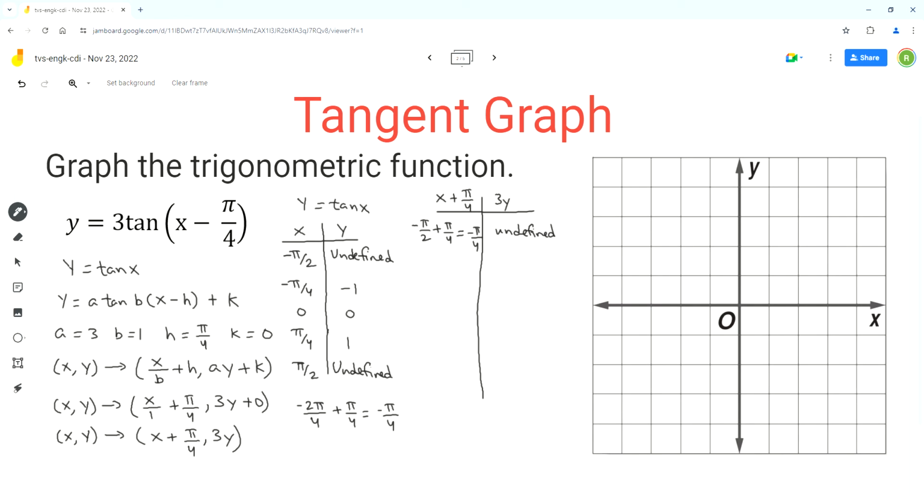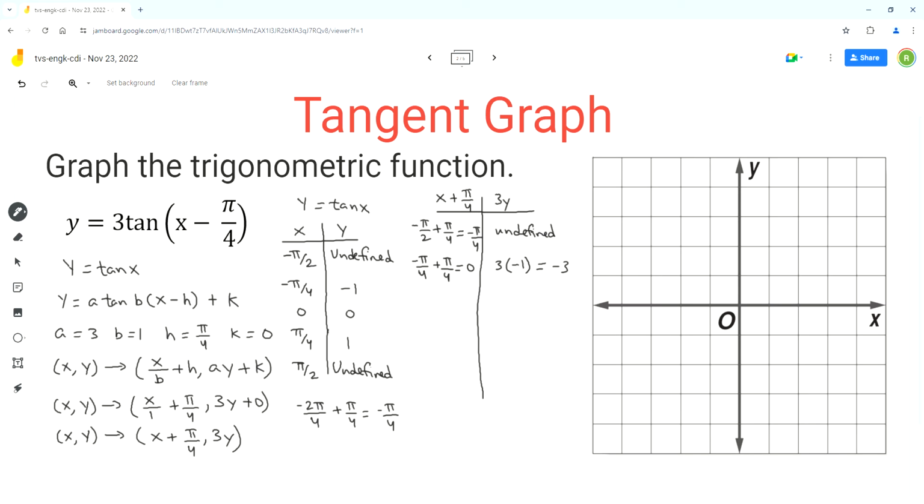Now we can use the second point from the parent function. The second point has the x value negative pi over 4. So we do negative pi over 4 plus pi over 4, which is equal to 0. The y value of the second point is negative 1. So we'll do 3 times negative 1, which is equal to negative 3. So the second point on the transformed function is 0, negative 3.